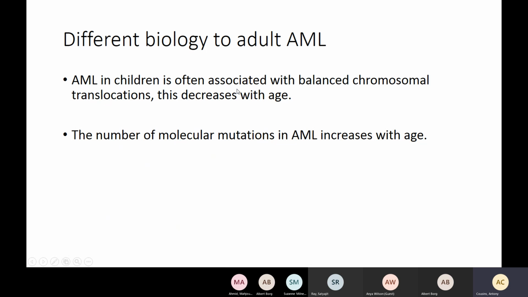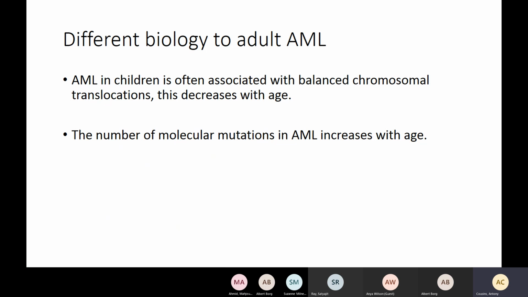Okay. I think it's important to point out that children with AML, the disease behaves or is different to adult AML. So AML in children is often associated with balanced chromosomal translocation. About half of children will have a balanced translocation in their chromosomes, which is almost certainly one of the major drivers of the disease, though they will always have additional mutations they've acquired on top of that. But as you get older, the amount of chromosomal mutations that you have becomes lower and lower, and you get more and more molecular problems.